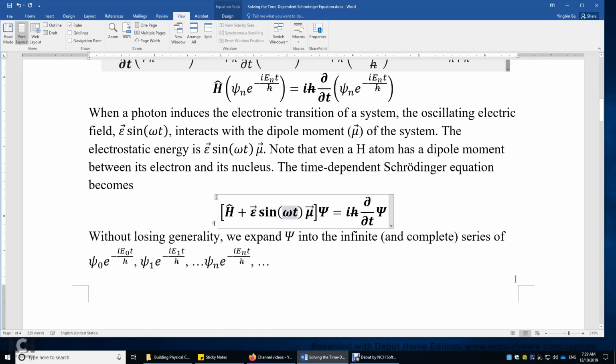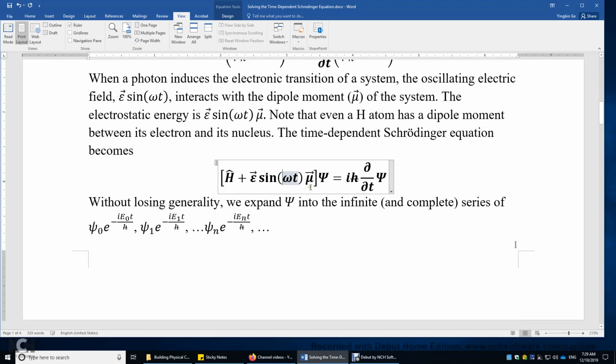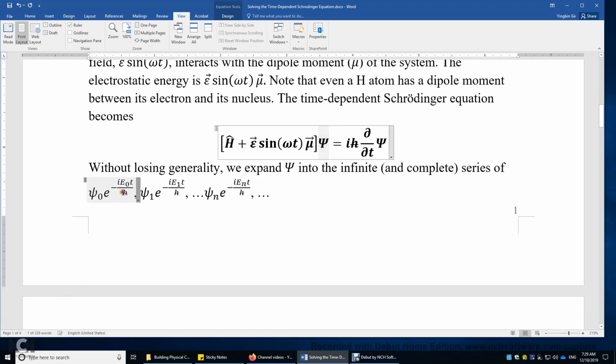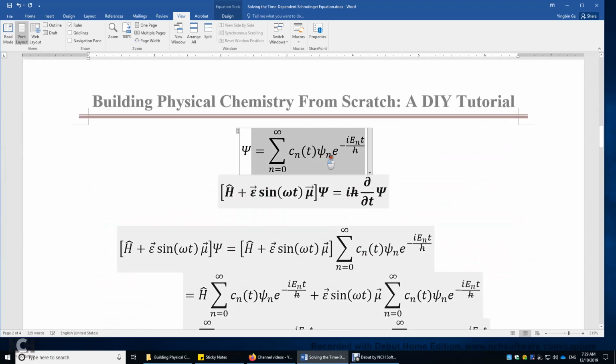Without losing generality, we can take a guess of the expression of this psi. This psi is an infinite series of these general solutions to the time-dependent Schrodinger equation, in which this H does not depend on time. So this is the expression here. We need a coefficient in front of each wave function. The coefficient is c sub n, and c sub n does depend on time.